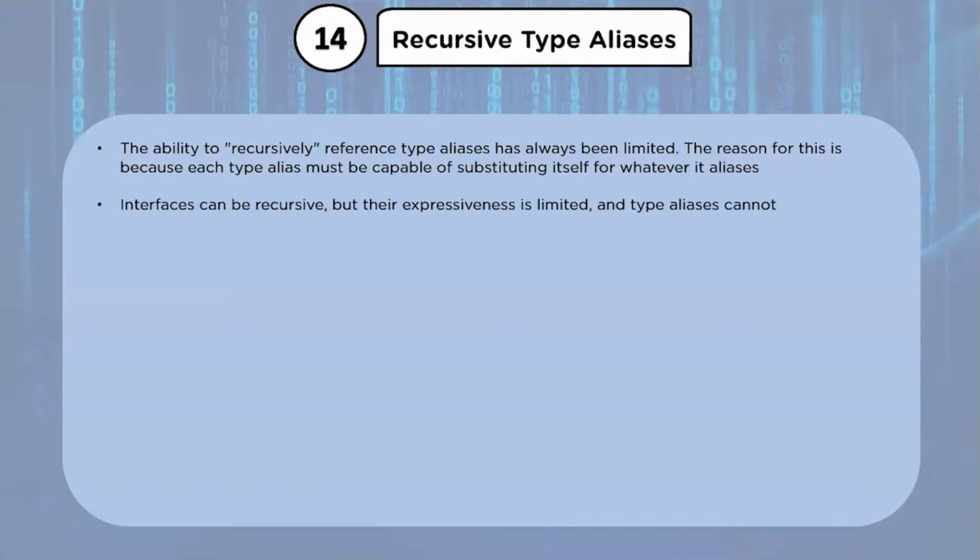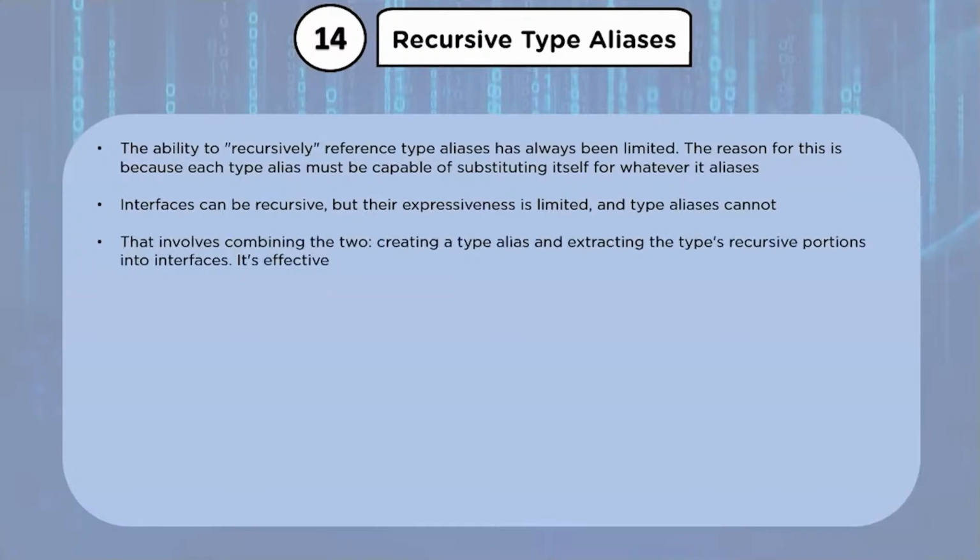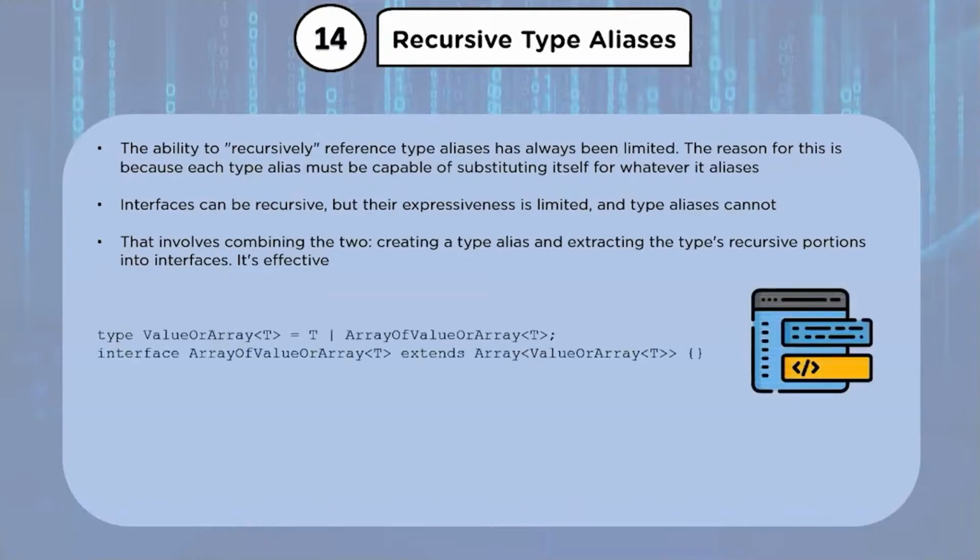Interfaces can be recursive, but their expressiveness is limited, and type aliases cannot. That involves combining the two, creating a type alias and extracting the type's recursive portions into interfaces. It's effective. By establishing an interface, users may write what was practically the same code.